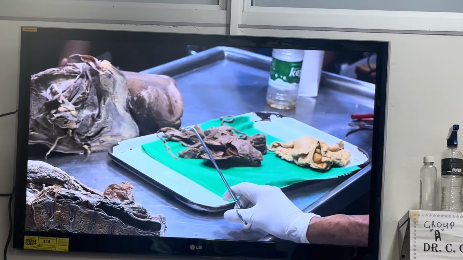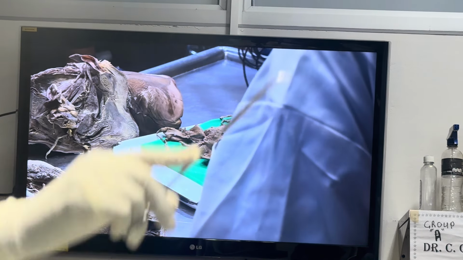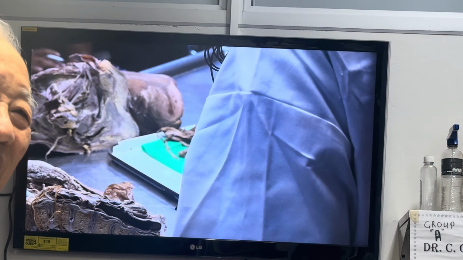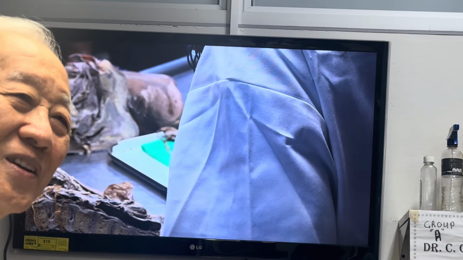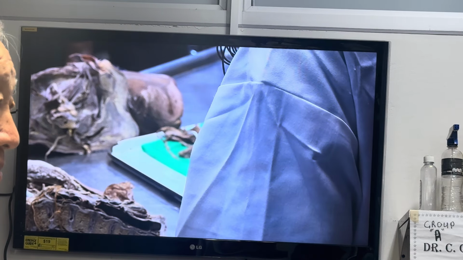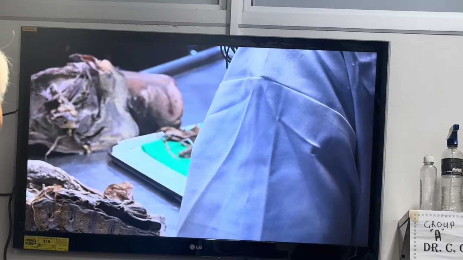And where does fertilization usually occur? Where does fertilization usually occur? Right, the ampulla. Okay, the ampulla. That's where it usually happens.